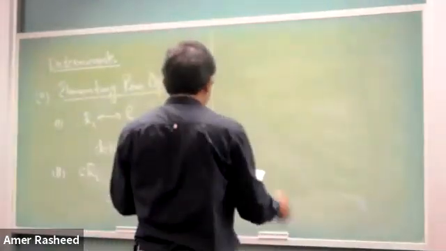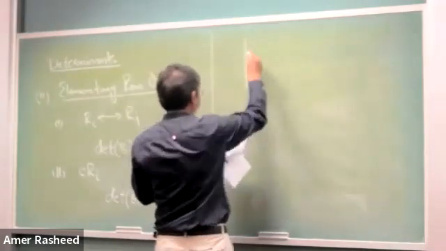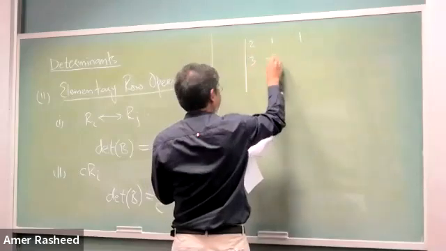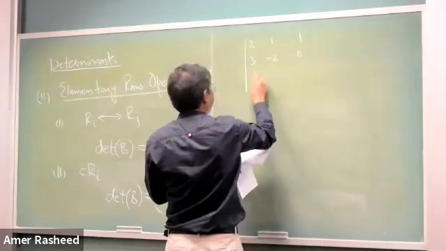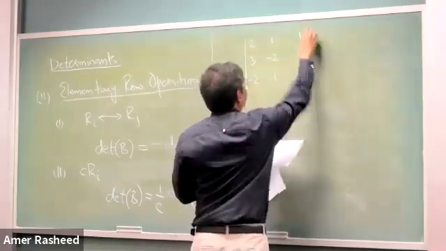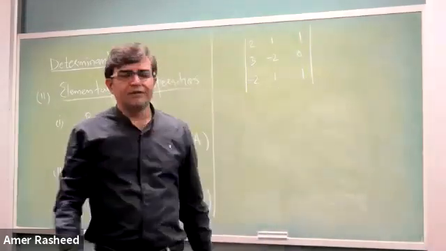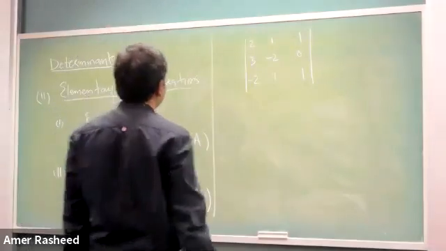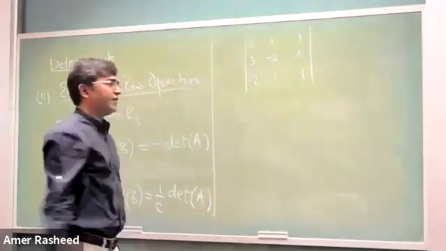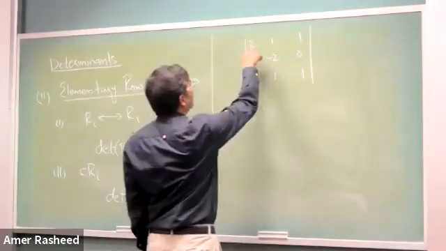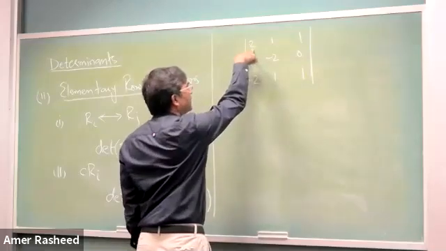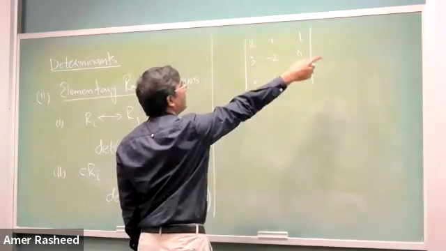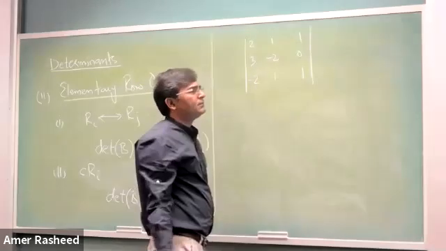For example, if we have this determinant, we have to find this one: 2, 1, 1, 3, -2, 0, -2, 1, 1. So I need to find the determinant of this matrix. What I'm going to do using elementary row operations, I'm going to make 1 here, and then 0 below it. How can we make 1 here? I just have to divide it by 2.